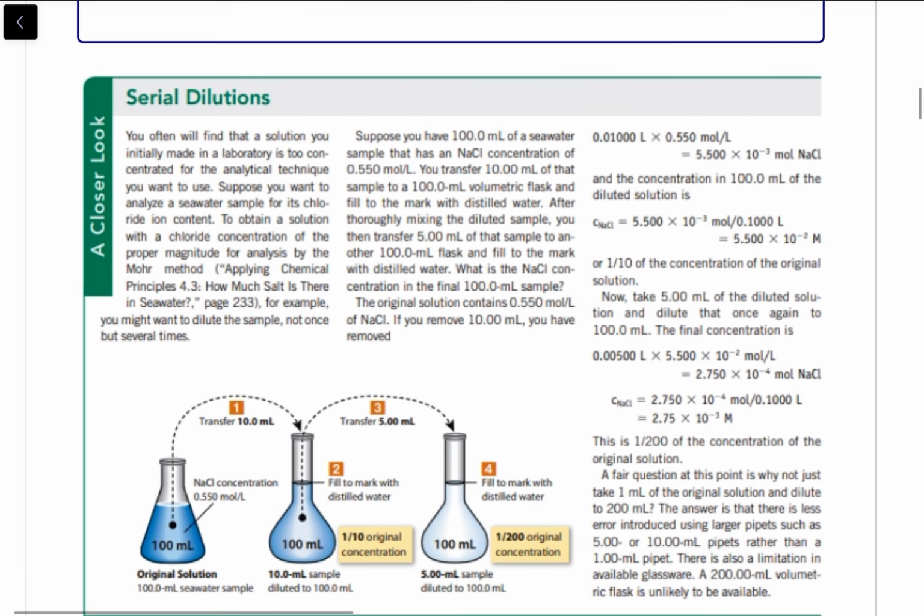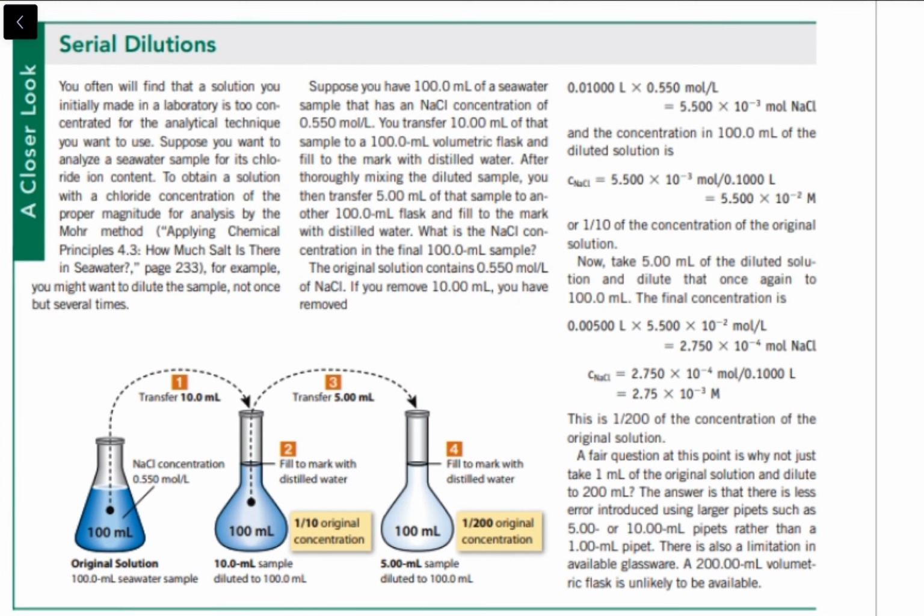And why typically would you want to do that? Well, for example, sometimes your situation is that you have an original sample, like something like seawater, which is way too concentrated to analyze in a lab. And you want to dilute it a bit so that you can work with something that's a bit less concentrated and more analyzable in a lab. So as you can see here, it goes from very darkly colored to very lightly colored. And here it's 1/200th of the original concentration by transferring 10 mL and then transferring 5 mL, and each time filling to the mark. So adding distilled water. And I would seriously recommend reading this through about serial dilutions, because it's usually something that confuses everyone.